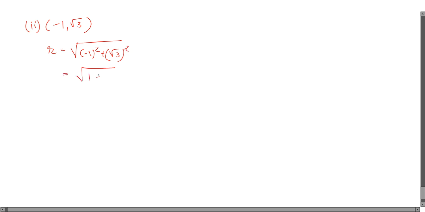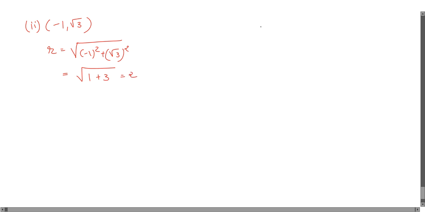Better, I continue with the same symbolism. So the point is (-1, √3). Then r is clear, so I am directly obtaining that: √((-1)² + (√3)²). That is, (-1)² is 1 and (√3)² is 3. So again √4, which is 2.